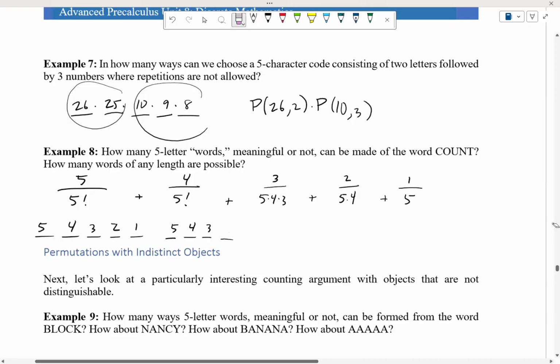Could we have used permutations here? Yeah, the first one would be permutation of 5 choose 5. Second one, 5 choose 4. I think working that out, would that be equivalent? Like if you did the math for both of those? That's interesting.